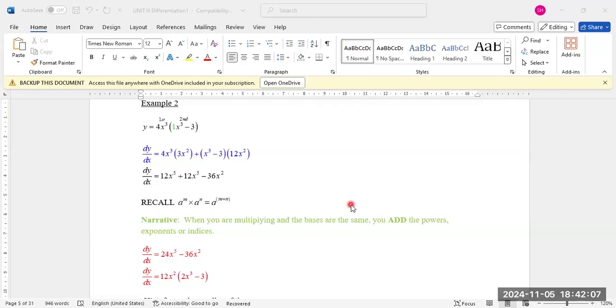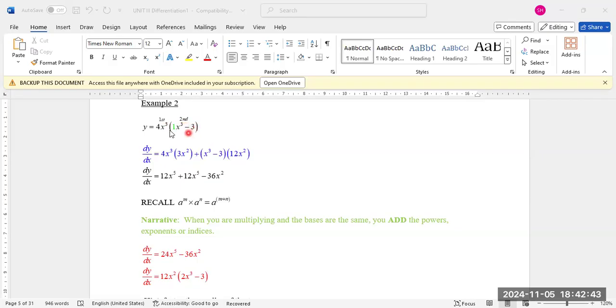What does the product rule state? It's the first times the differentiation of the second plus the second times the differentiation of the first. Let me say that one more time. It's the first times the differentiation of the second plus the second times the differentiation of the first. When I call it, I write it back. The first, boom, I write it back, 4x cubed, times the differentiation of the second. You see my brackets here again? Once I see brackets, it means it's multiplication, the differential of the second.